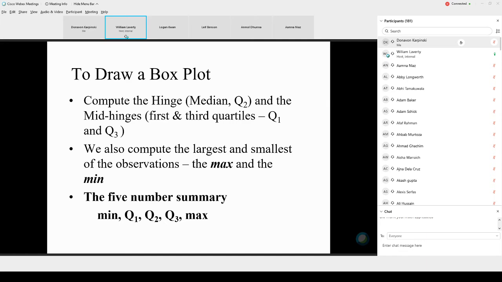To draw a box plot, you compute the hinge, the median, and the first two quartiles. Then you compute also the maximum and the minimum observation. So there's 5 numbers that basically summarize the data. The smallest is the min. Q1 is the point where 25% are below. Q2 is where 50% are below. Q3, 75% below. And the max is 100% below.